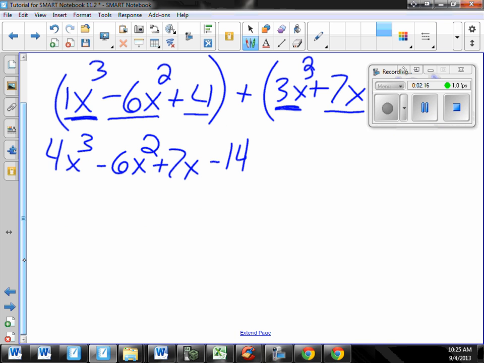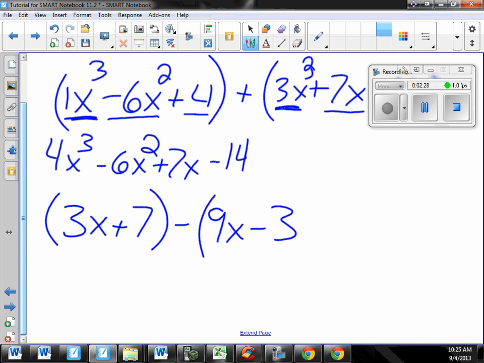So let's try another one. What if I had 3x plus 7 minus 9x minus 3? Subtraction works a little bit differently. If you have a subtraction, you need to bring that subtraction into the second polynomial. So I'm going to take this negative and I'm going to stick it on the inside, and the 9 is positive, so it becomes negative 9, and the 3 is negative, so it becomes positive 3, and we can forget about that negative. Now we just combine like terms again.